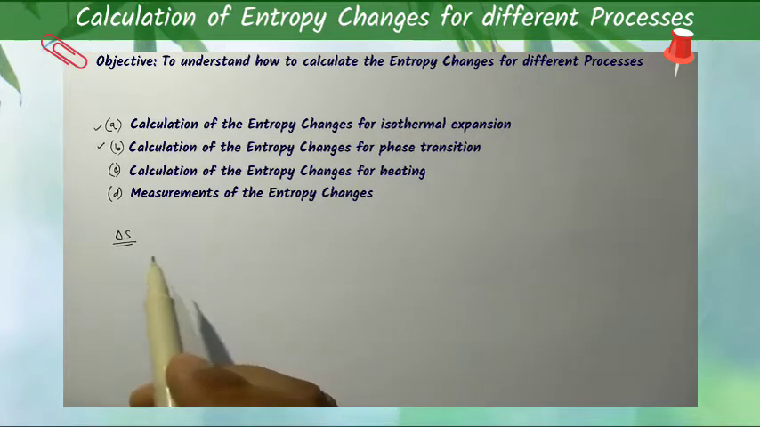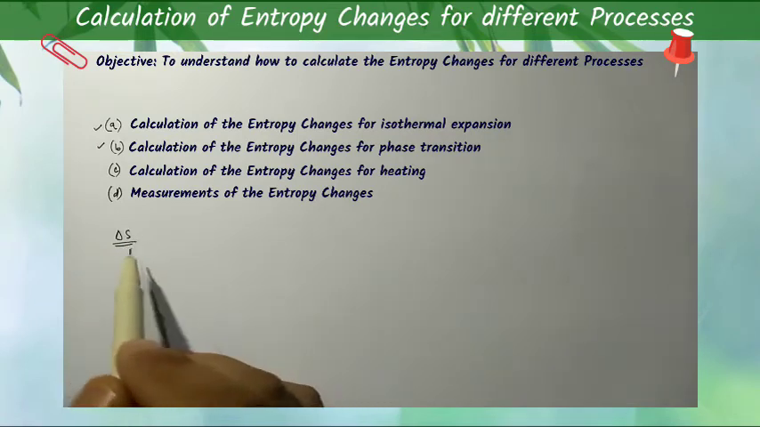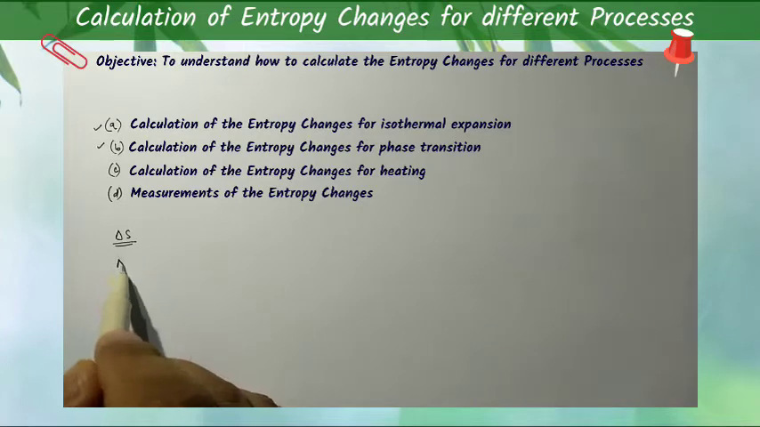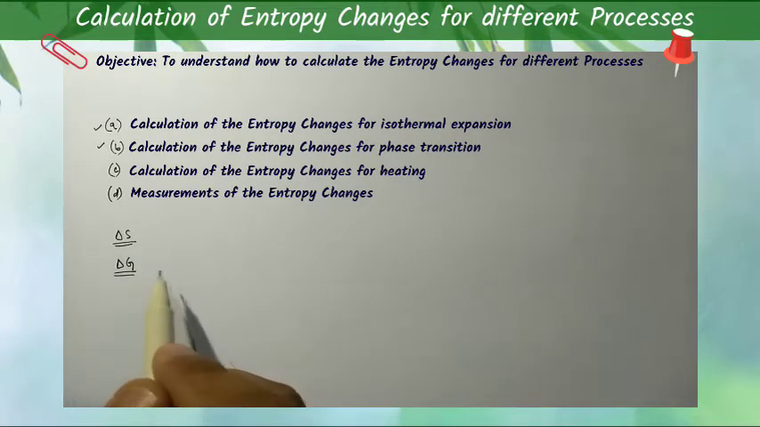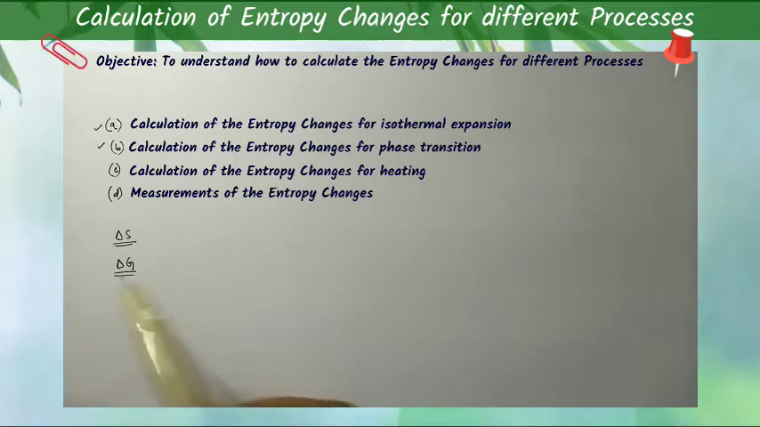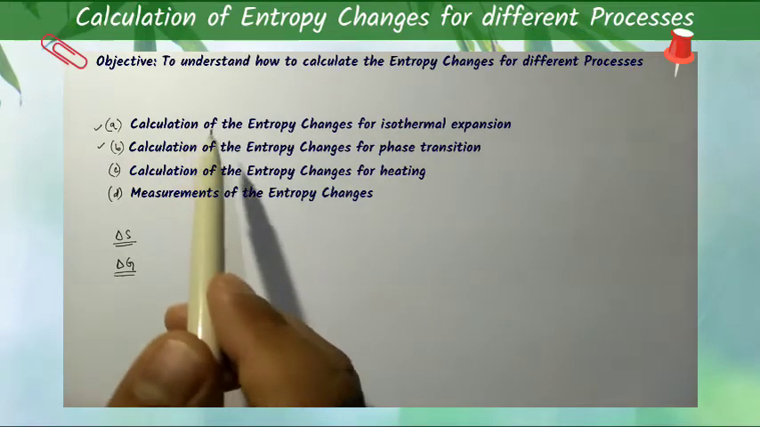Actually, it alone will not determine the spontaneity of the process. The del G, which is the Gibbs free energy, mainly determines whether the process is spontaneous or not. So we're going to discuss one by one in detail. Let us first discuss the first one, which is the expansion of an ideal gas.